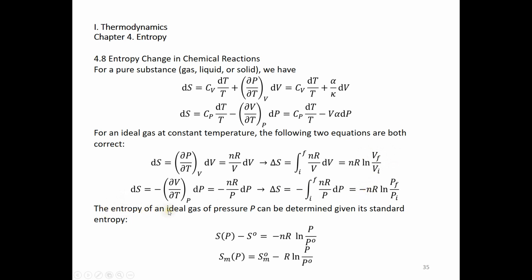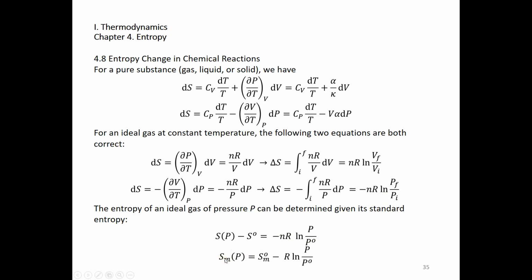The entropy of an ideal gas at pressure P can be determined given its standard entropy. So what is a standard entropy? That's just the entropy when the substance is in a standard state. For a gas, it's 1 bar. Here, the difference between the entropy at pressure P and the standard entropy is simply negative nR times the natural logarithm of P over P naught. P naught is 1 bar. We get it from this expression. We can divide both sides by the number of moles.